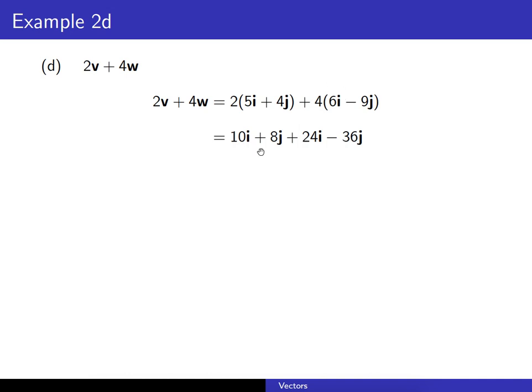And now we can combine our i terms as our horizontal components, as like terms, and our vertical components, or our j terms, as like terms. So 10i plus 24i is 34i. 8j minus 36j is negative 28j. So we get 34i minus 28j, or 34 comma negative 28 in component form.